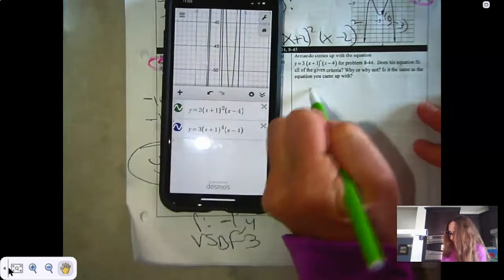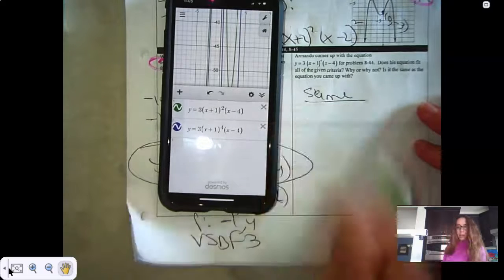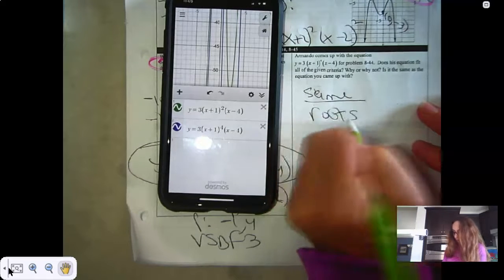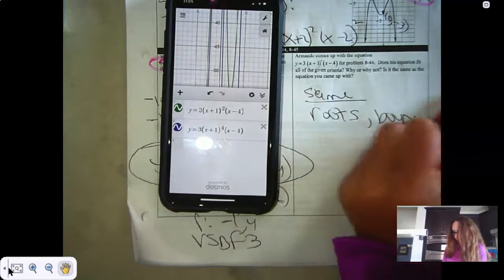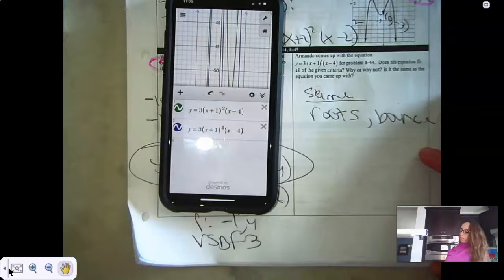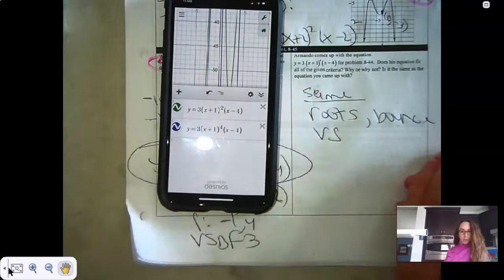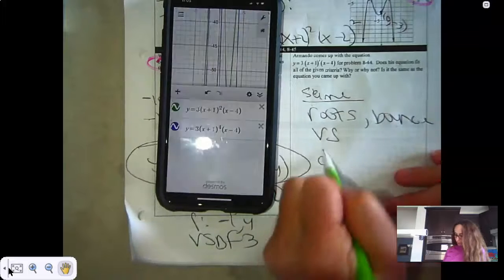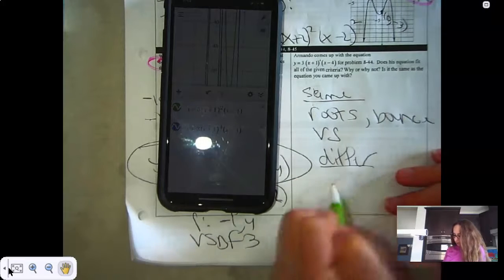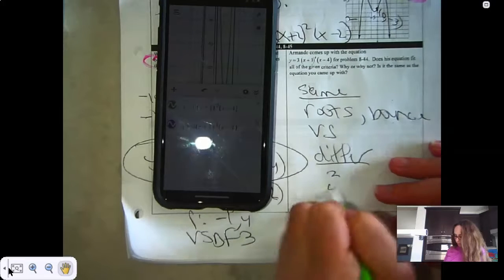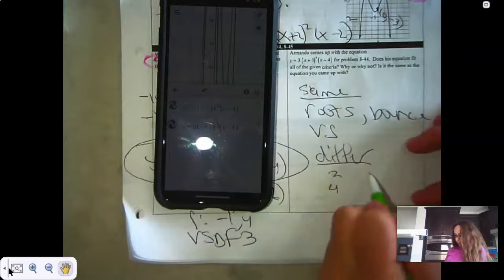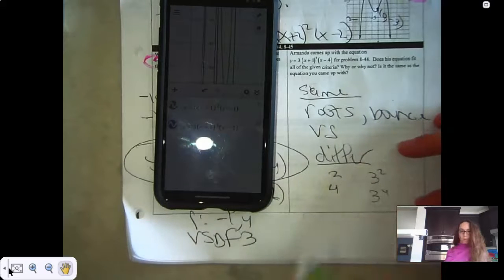So what makes it the same? The things they have the same are the roots are the same, which means the bounce is the same. The vertical stretch is the same. But what makes it different is one thing is squared and the other thing is to the 4th power. So if you were going to get a 3 and you square it versus 3 to the 4th, that's definitely going to be a different answer.